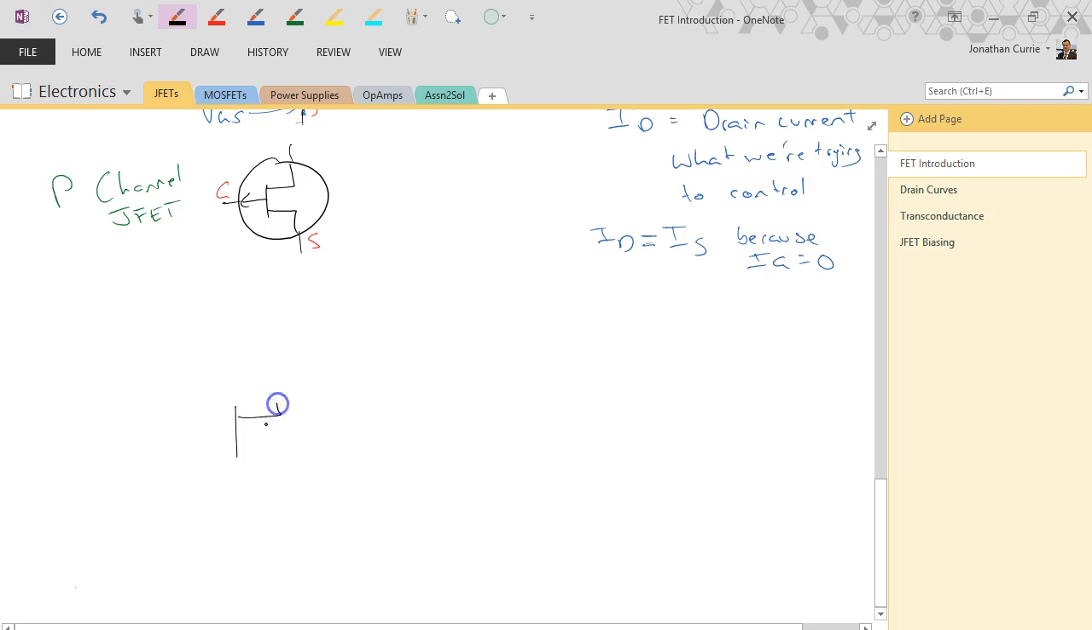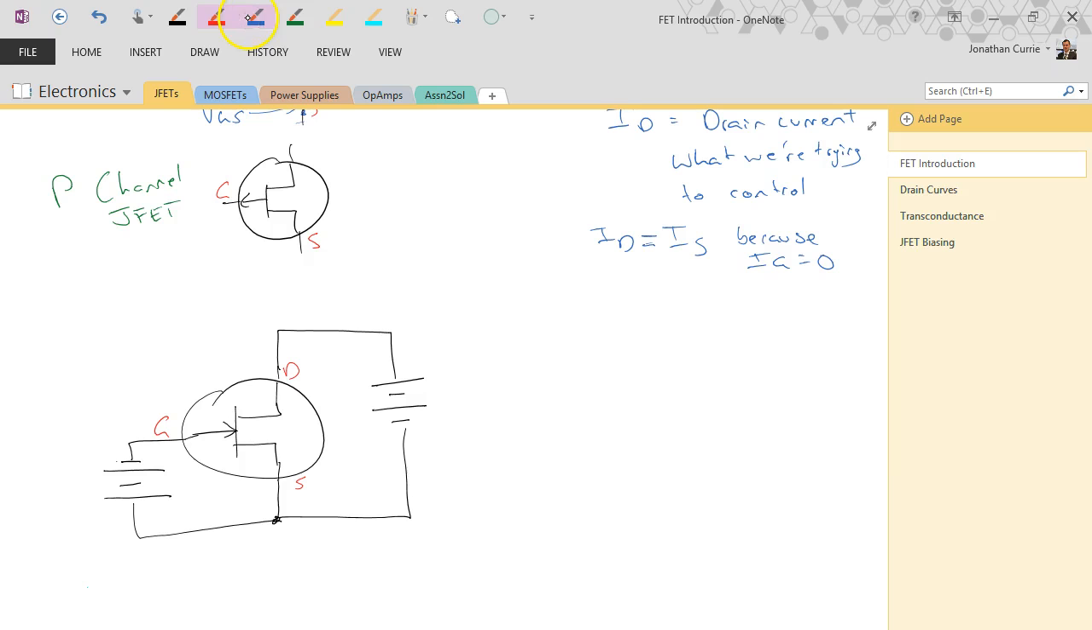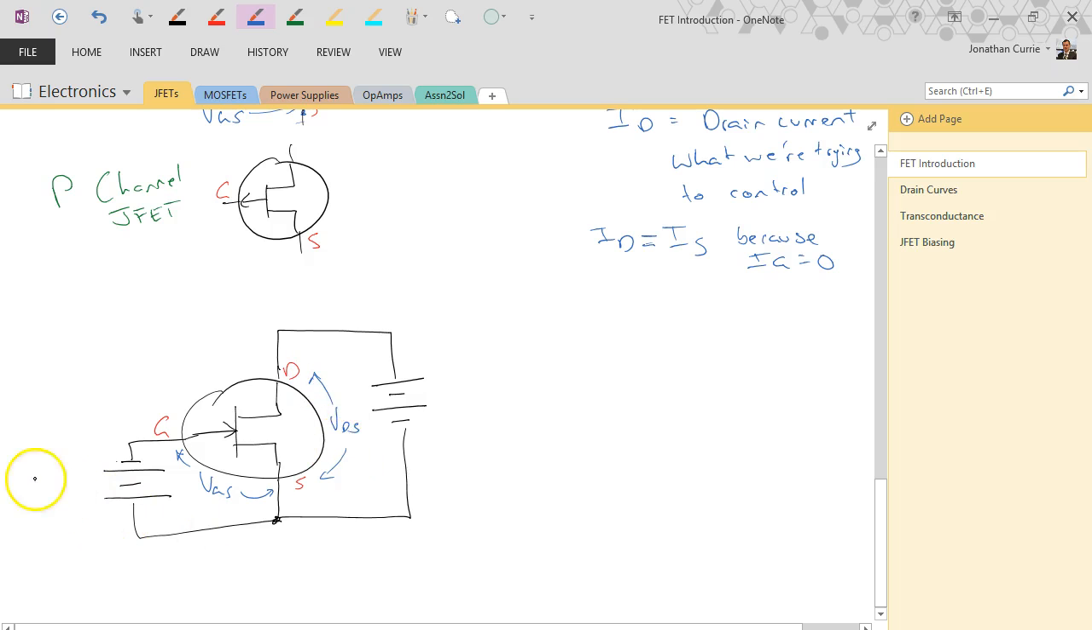All right, final thing I want to talk about with the JFET specifically is the biasing configuration. Now, I'm going to talk about it with respect to N-channel JFETs, because they're a little easier to understand. And what you'll notice here is VGS, source and drain, VGS across here, VDS across here. VGS is reverse biased, whereas VDS is forward biased.